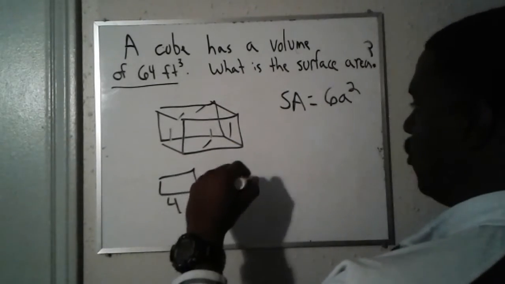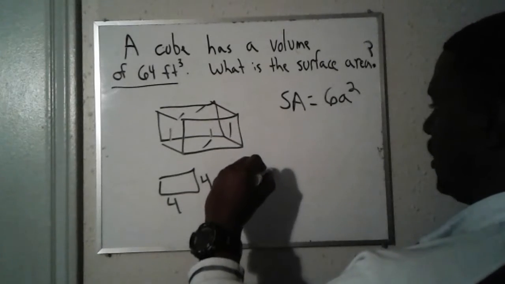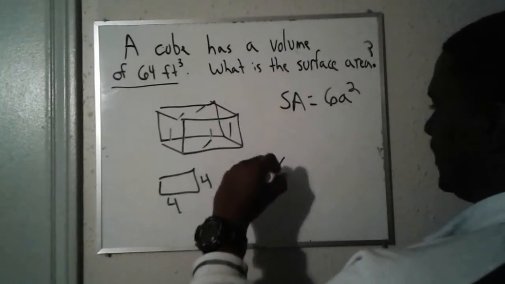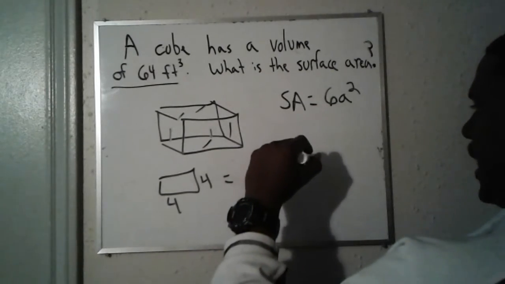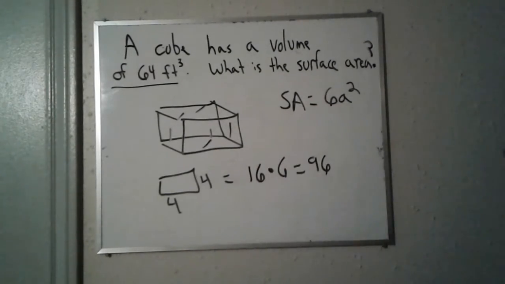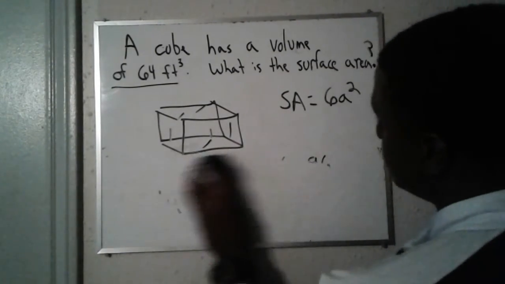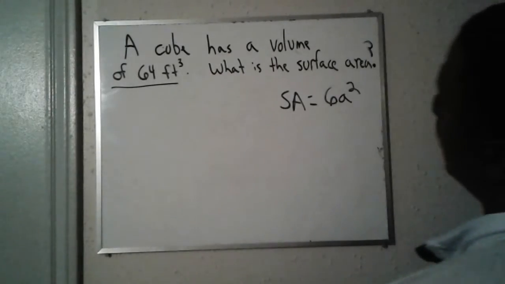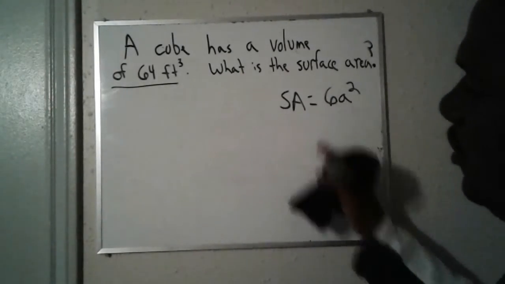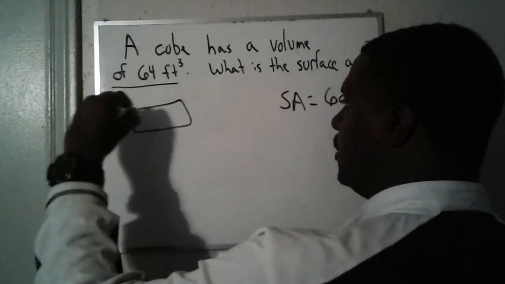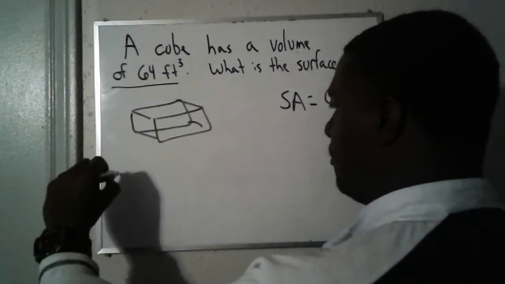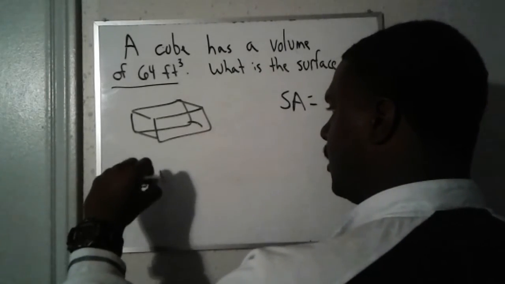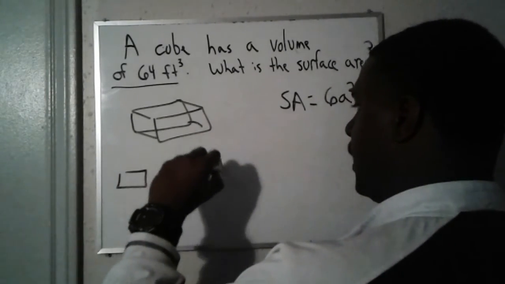And that is 4 times 4 is 16. And then we can multiply that by the other 6 sides. And that becomes 96. Right? So, if you can't remember the formula, take that cube or whatever prism they give you and break it apart. Break it apart.